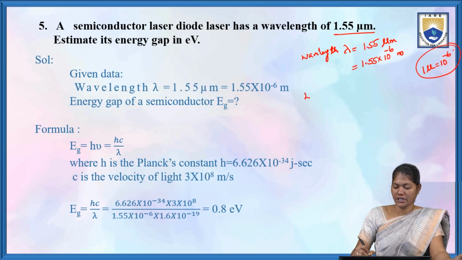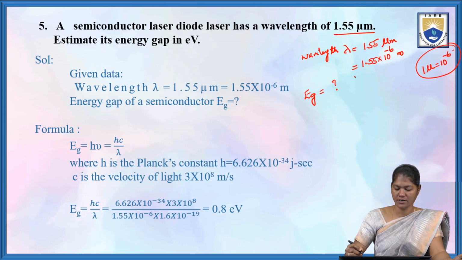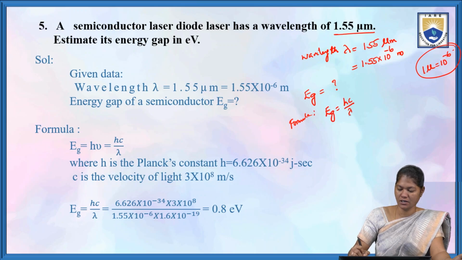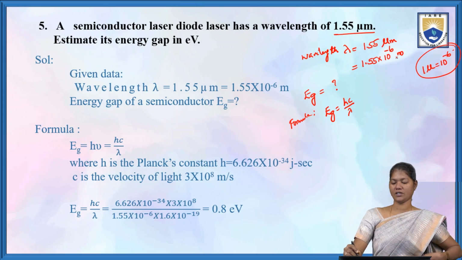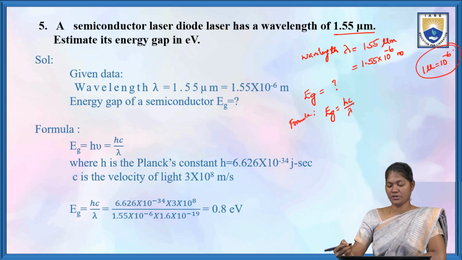So we have to calculate the energy gap of a semiconductor. Energy gap of semiconductor Eg we need to calculate. So the same formula which we used in the previous problem, Eg is equal to hc by lambda. There we took lambda from this formula to calculate. Here directly we have to calculate the energy gap, Eg is equal to hc by lambda, because lambda has been given.